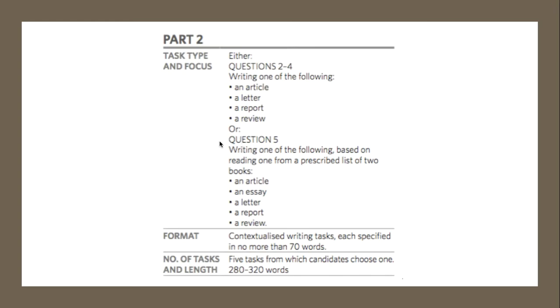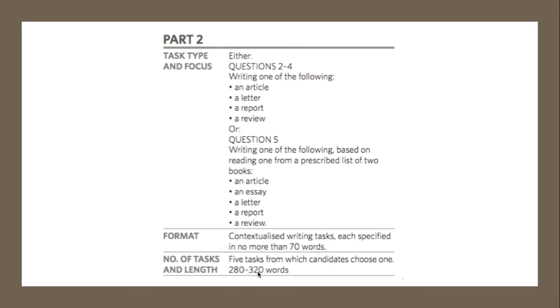So the idea is to go to the Cambridge website. It's easily found if you just Google Cambridge Proficiency Set Text and then the current year. Then you'll find which texts have been set for this year. What do you write about these texts? Well, you might write an article, an essay, a letter, a report, or a review.